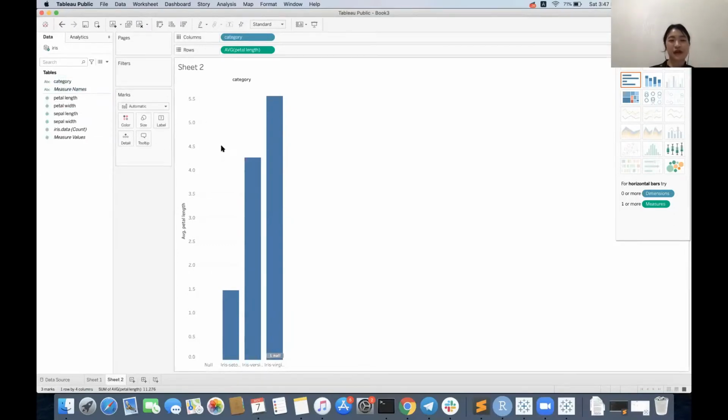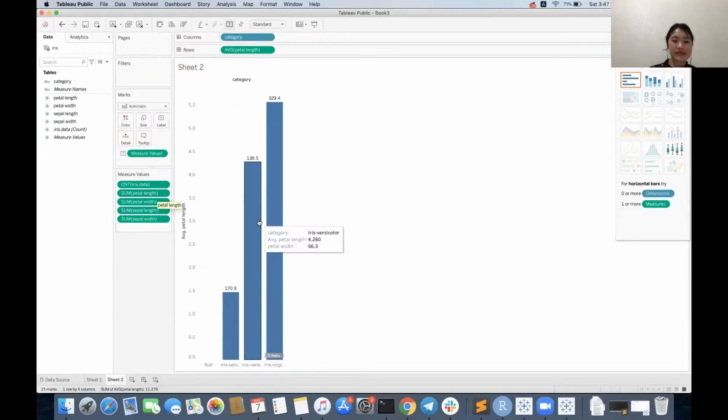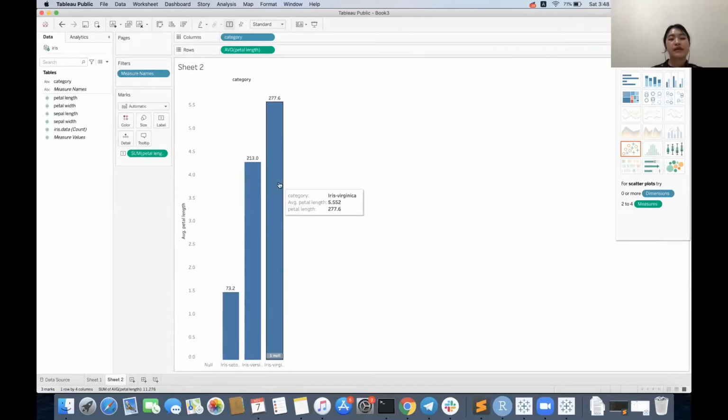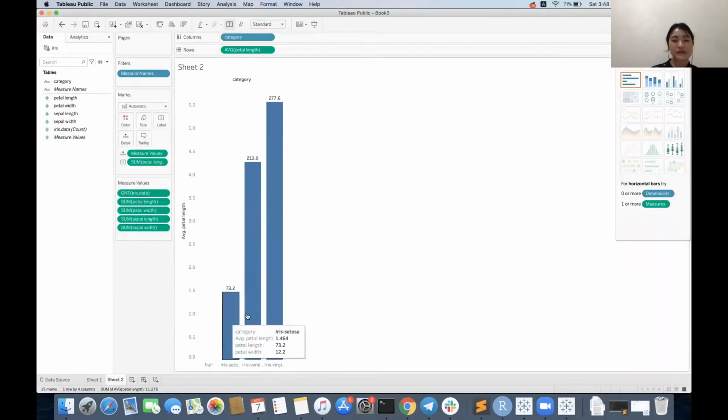So you also can just change the color or add some label. If you want to show the label in the bar, you just need to pull the petal length into label. And if you want to see all the information in this little box, you can just put another thing into the detail. So you can see all the things in the detail, right? And you can also just change it to the average.